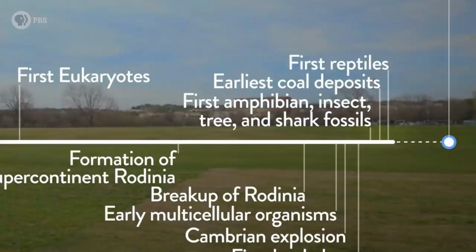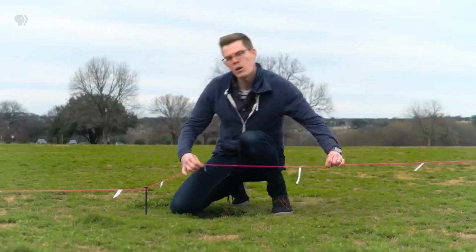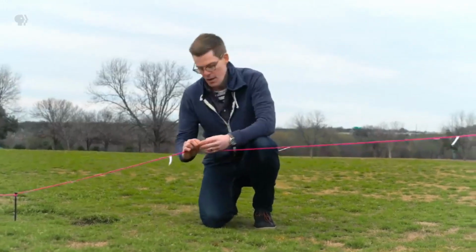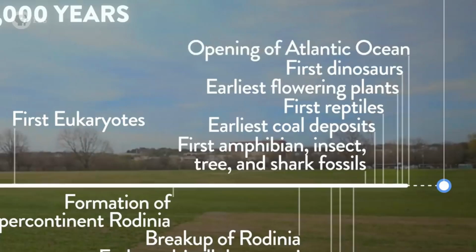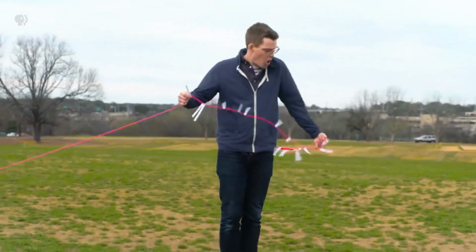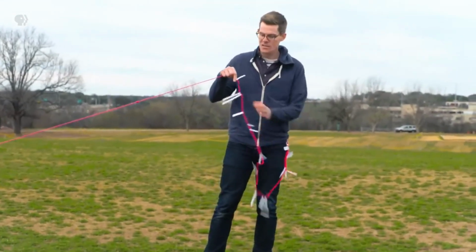4.2 billion years has passed. We're just now getting to the first flowering plants. 230 million years ago, first dinosaurs. 200 million years ago, the Atlantic Ocean opens up for the first time. 180 million years ago, we get the earliest mammals and birds, which are still dinosaurs. This is all of history that we have left, and the Rocky Mountains are just now forming.